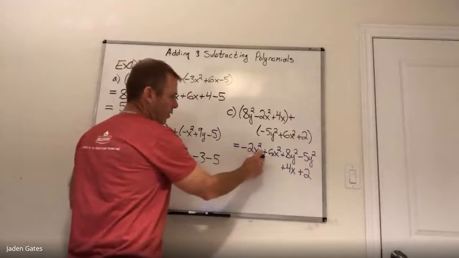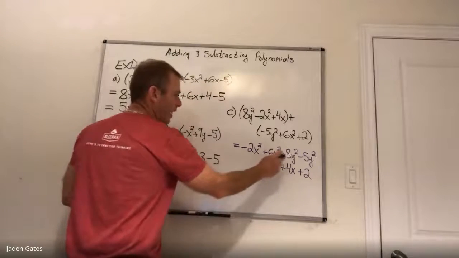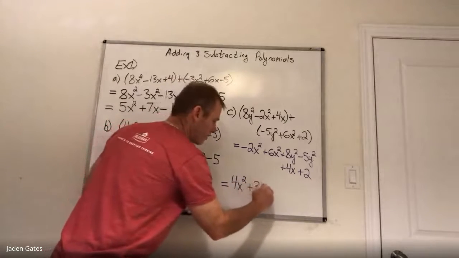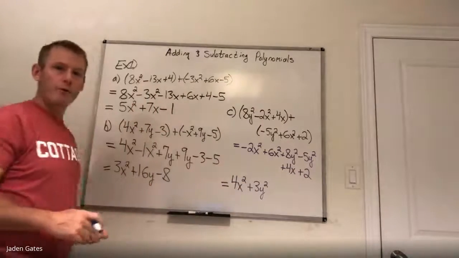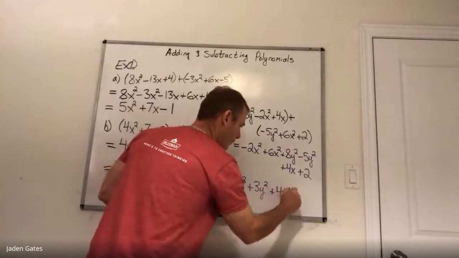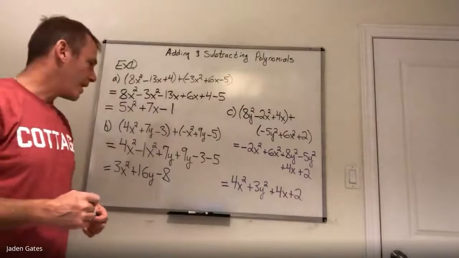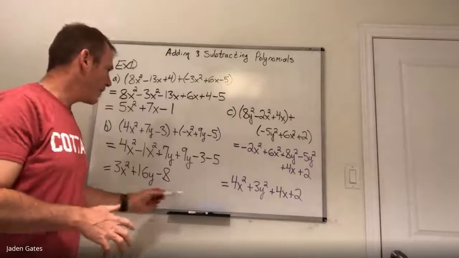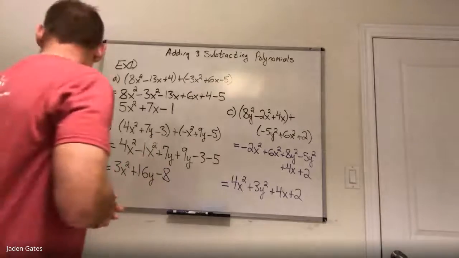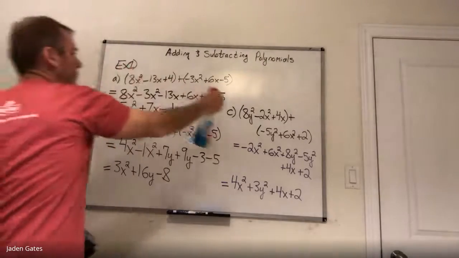So I have a minus 2x squared plus 6x squared, 4x squared, 8y squared minus 5y squared, that's a plus 3y squared. And then again, I can't put the 4x and the 2 together, and they don't have anything to go together with, so I'm just going to write them down. So I have a plus 4x plus 2. And again, that's my final answer because I cannot add terms that are not like terms together. All right, so again, that's a little adding of polynomials.